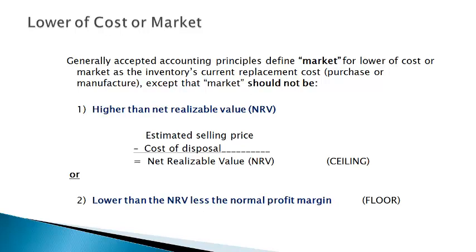Generally accepted accounting principles define market for lower of cost or market as the inventory's current replacement cost, except that market cannot be higher than net realizable value or be lower than the net realizable value less a normal profit margin. The ceiling prevents inventory from being valued higher than what is expected to be realized from the sale. The floor prevents the company from reducing inventory too much in the current period and recording a loss in the current period and a higher than normal gross profit in future periods when inventory is sold.